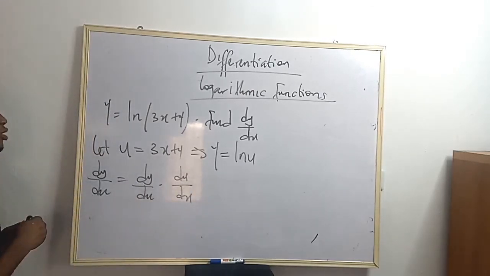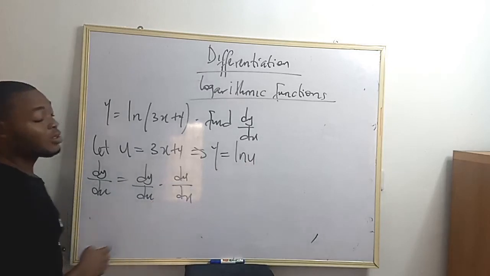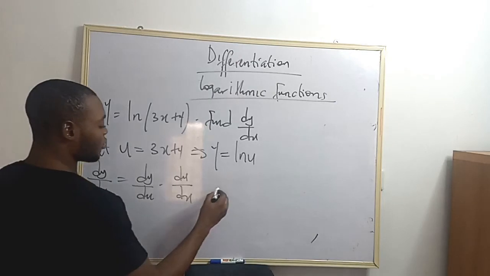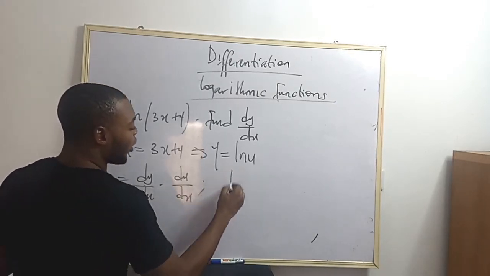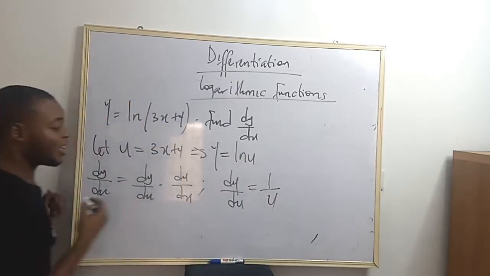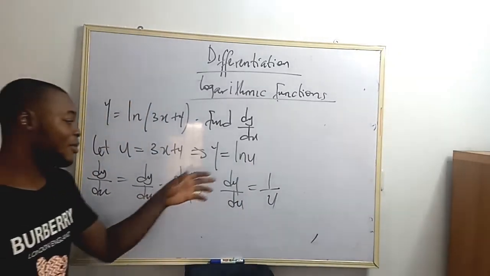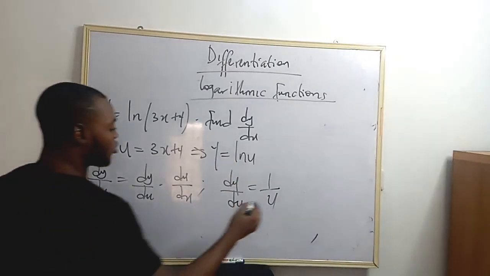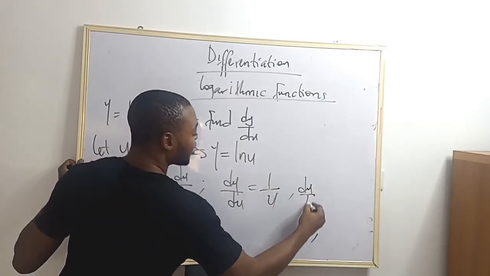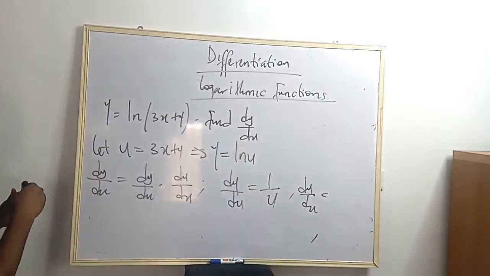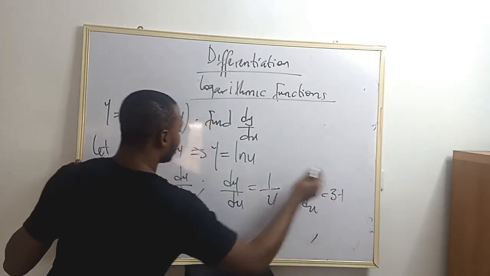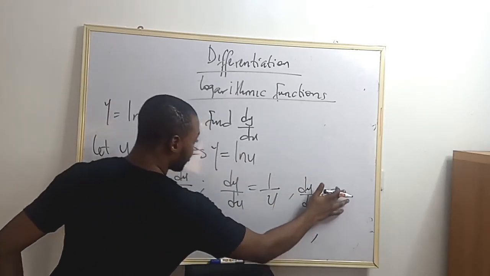So first we'll find dy/du. Differentiate y with respect to u. So dy/du will be equal to 1 over u, since we know that the derivative of ln x is equal to 1 over x, that means the derivative of ln u will be equal to 1 over u. Also, du/dx, differentiate u with respect to x. The derivative of 3x is what? 3. Plus the derivative of 4 is what? 0. 3 plus 0 is 3.